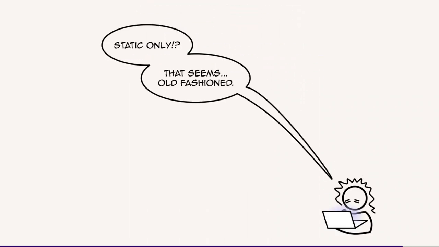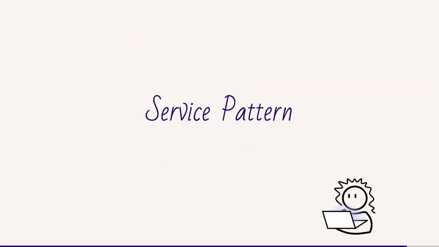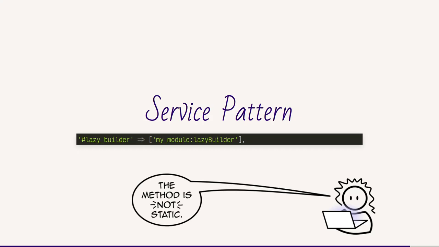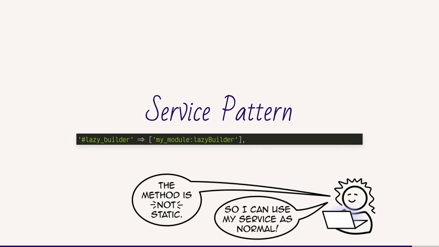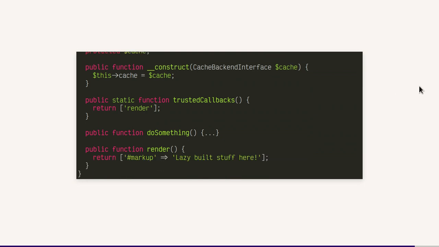But you might be going, static only? That's like really old fashioned. I want to inject my services instead. Fortunately, there is in fact a service pattern for lazy builders, which actually gives you the service name and then the method name with one colon in between them. And this is the method that I typically use. Also, this method is no longer static. This can actually be a regular method on your service, and your service is initialized as normal in order to run the lazy builder. So here's what that looks like. Here's our service. It now implements trusted callback interface. We have one trusted callback called render, and then render just renders stuff. That's it.